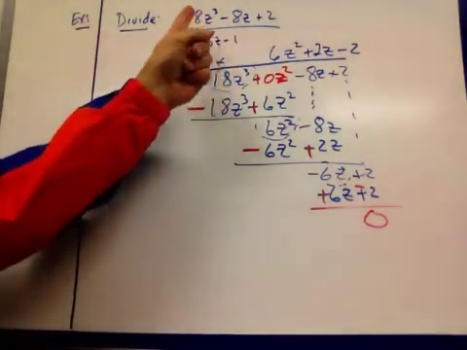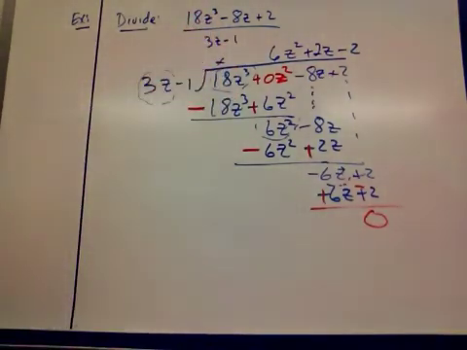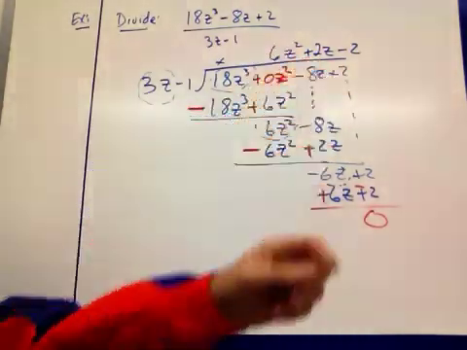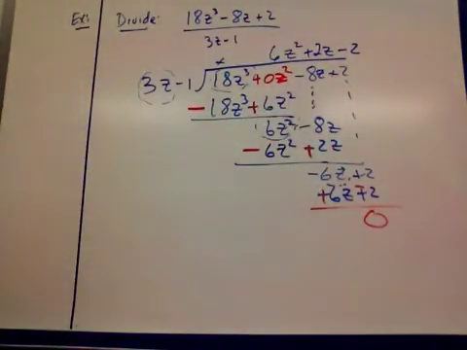3z minus 1 divided into 18z cubed minus 8z plus 2 is 6z squared plus 2z minus 2. So dividing polynomials is just like long division. That's how we'll approach it right now.